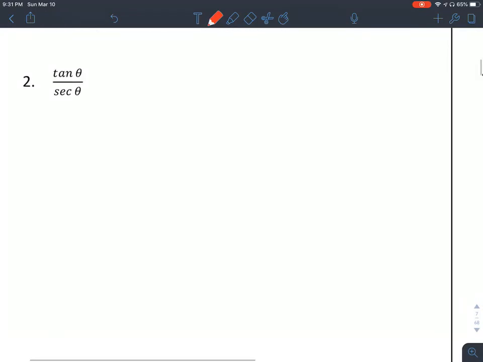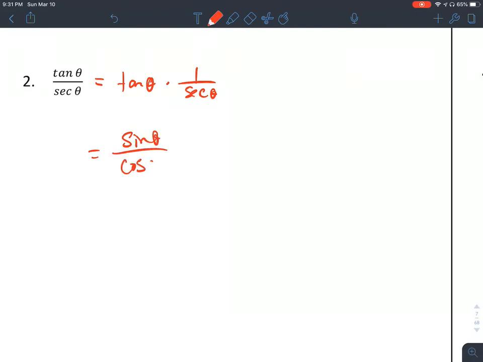Number 2. I can do this one in a very similar way. I can say this is the same as tangent of theta times 1 over secant of theta. Tangent is the same as sine of theta over cosine of theta, and 1 over secant of theta is the same as cosine of theta. Multiplying and dividing by the same thing, so they cancel, we end up with sine of theta.